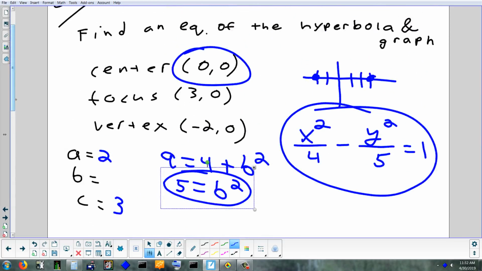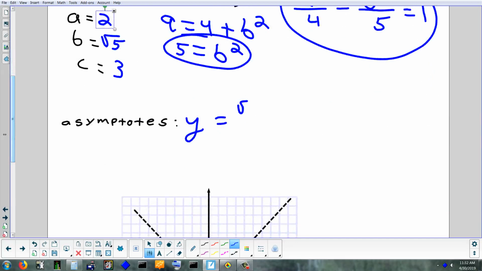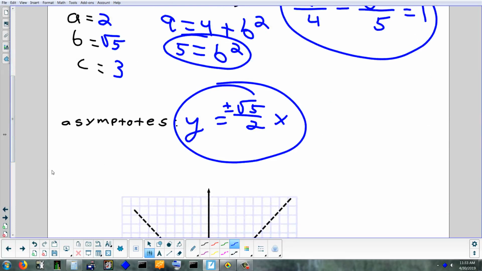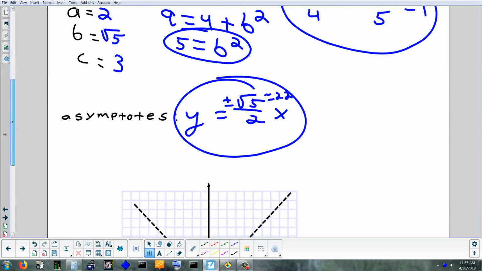When everything is horizontal, what did I say the slope was for the asymptotes? Horizontal is B over A. So B, I guess technically I do need B. B over A, rise over run. So square root of 5 over 2, positive and negative. Since I need to graph that, I need to know what the square root of 5 is. It's about 2.2. That's accurate enough because I can't graph it any more accurately than that. So the top is about 2.2.